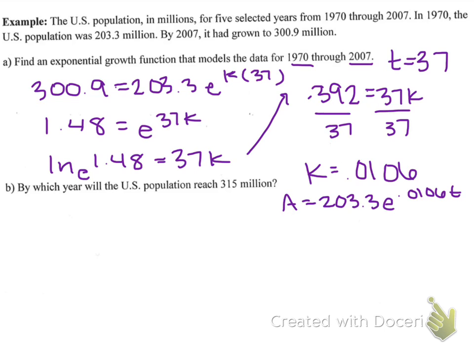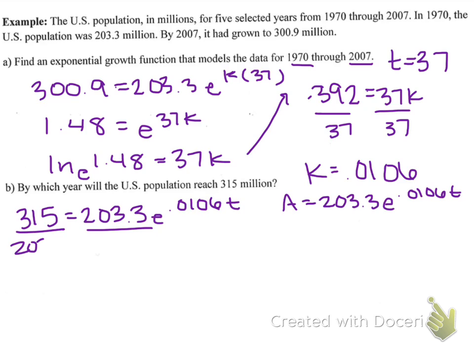For letter B, it says, by which year will the U.S. population reach 315 million? So now we're going to replace A with 315, and we're going to solve. So 203.3 e to the 0.0106t. And the reason our k value is positive is our population is growing over time. So we're dividing by the 203.3. When we do that, we get 1.549 equaling e to the 0.0106t.